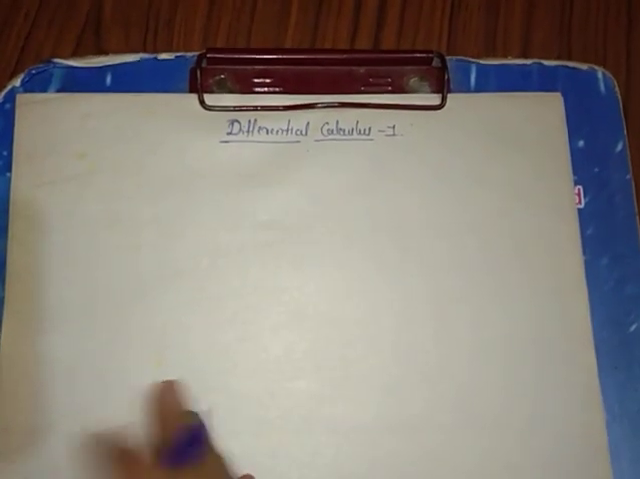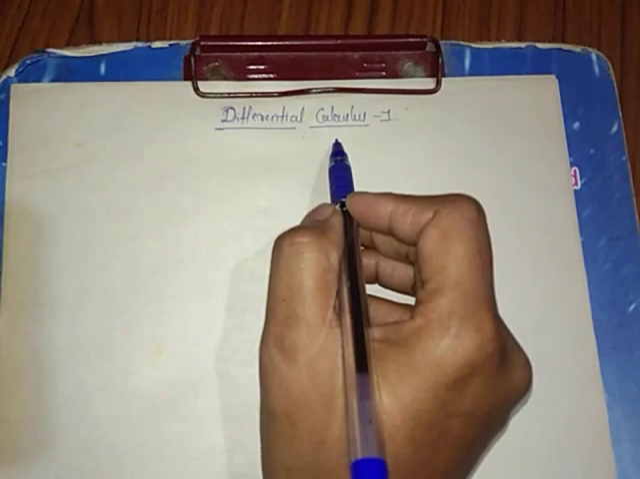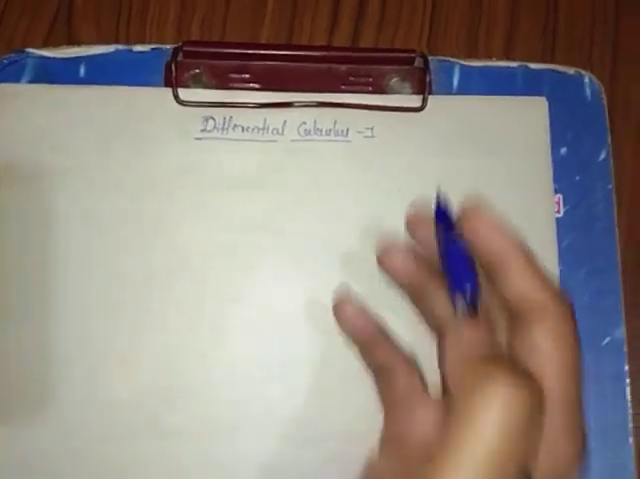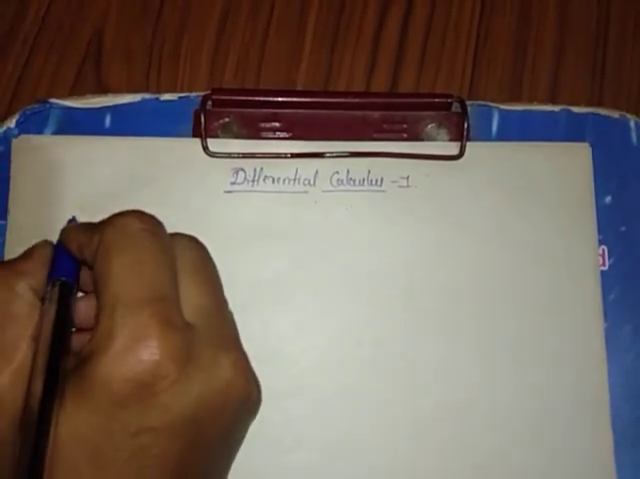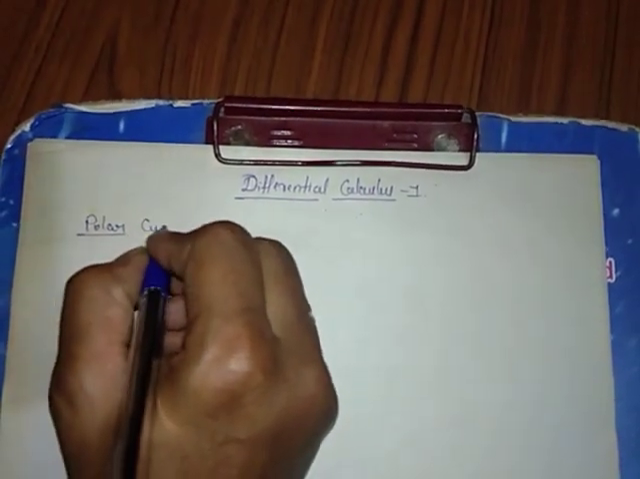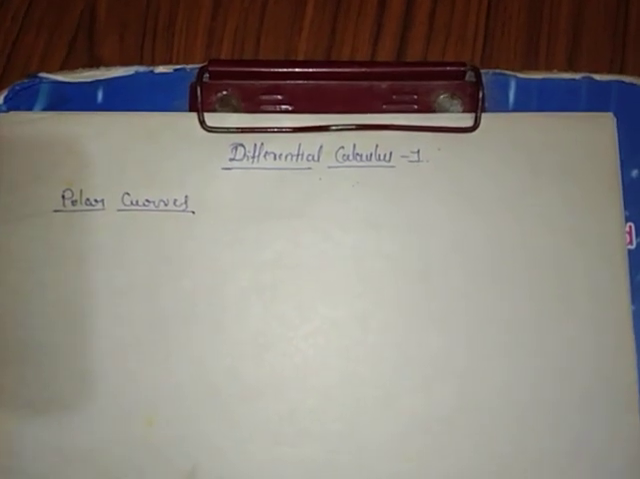So here I am going to engage you in the first module of the first semester of Engineering Mathematics. The first module will be Differential Calculus 1. In Differential Calculus 1 we have the first topic, that is polar curves. In polar curves we already know a point P.